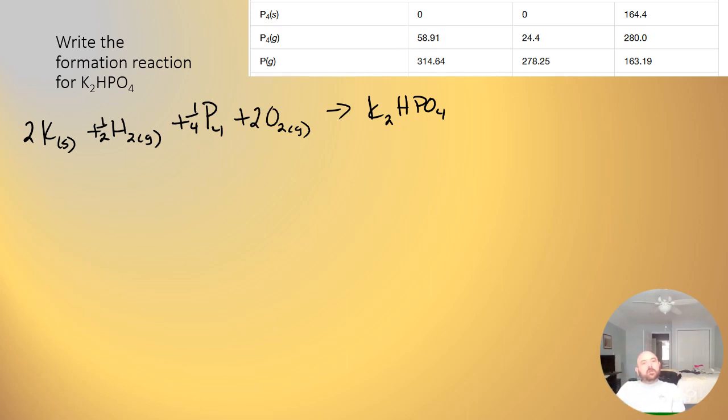in front of it. So the formation reaction for potassium biphosphate, which is the name of that compound, is 2 moles of potassium plus a half a mole of H2 gas plus a quarter mole of P4 plus 2 moles of oxygen gas gives us 1 mole of K2HPO4. And then if you go and look, you would actually see we don't have the enthalpy of formation for that compound in our thermodynamic table, so we don't know. We'd have to investigate to figure it out. We'd have to do some calorimetry to figure out the heat of formation for this reaction.